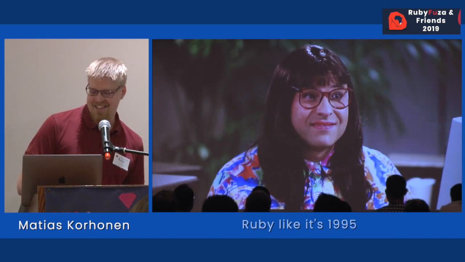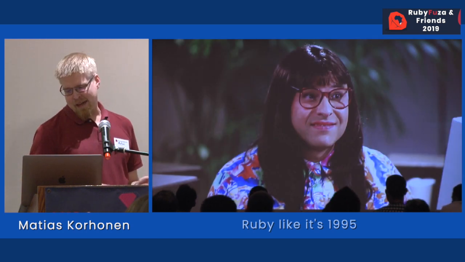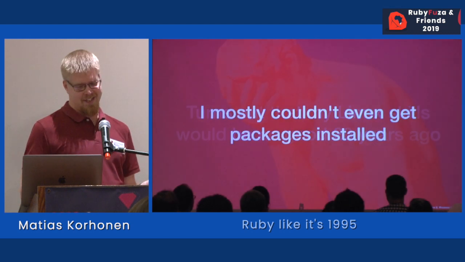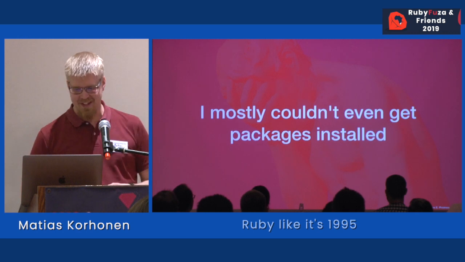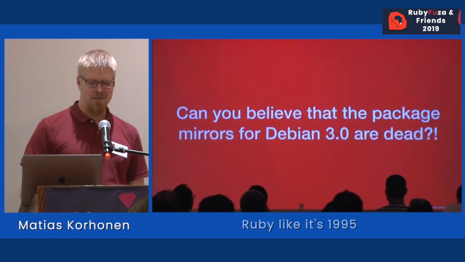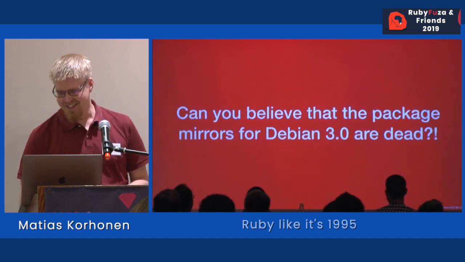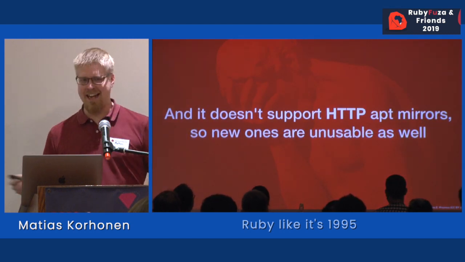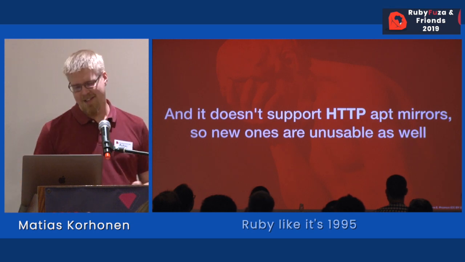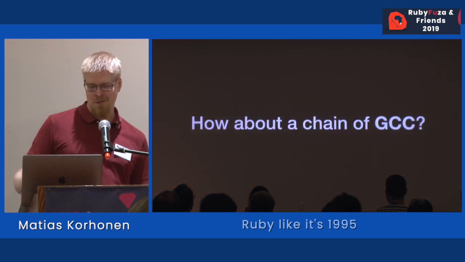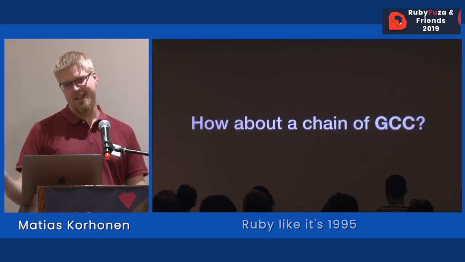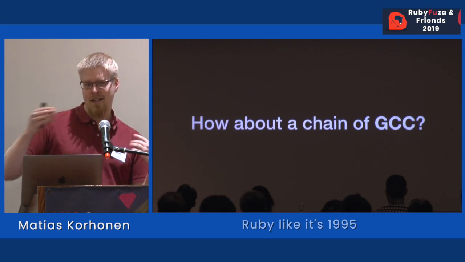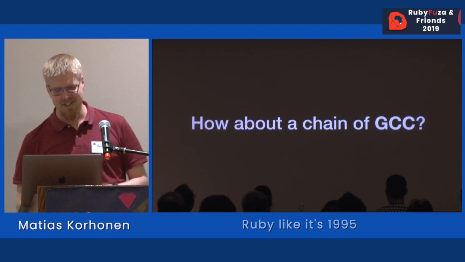But it turns out that my Linux skills would not be any good 20 years ago. I mostly couldn't even get packages installed. And can you believe that the package mirrors for Debian 3 are dead? And it doesn't support HTTP apt mirrors, so you can't use the new ones either. So I thought, how about I use a whole chain of GCC? I take the oldest GCC I can find and use that to compile a slightly older version of GCC, and so forth.